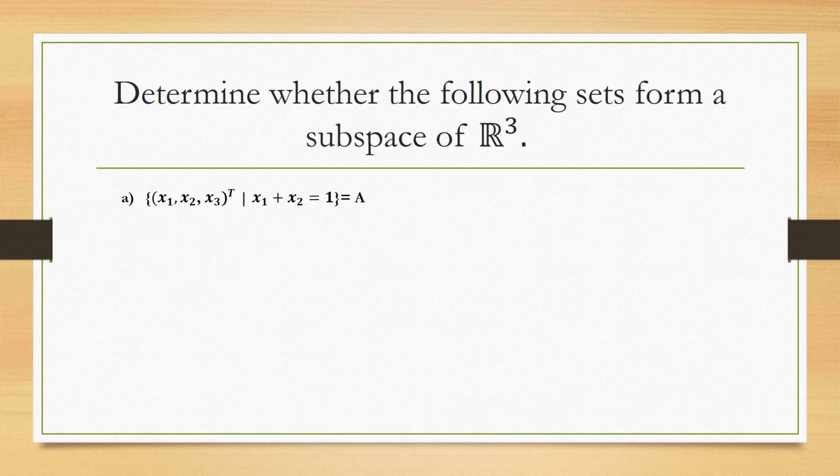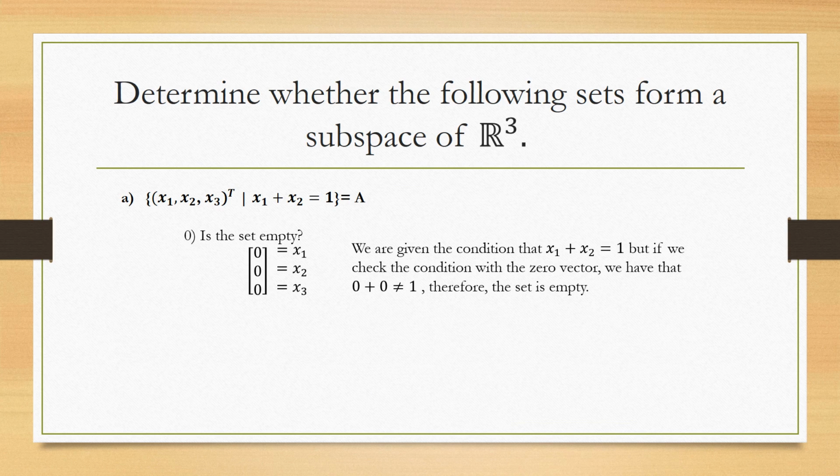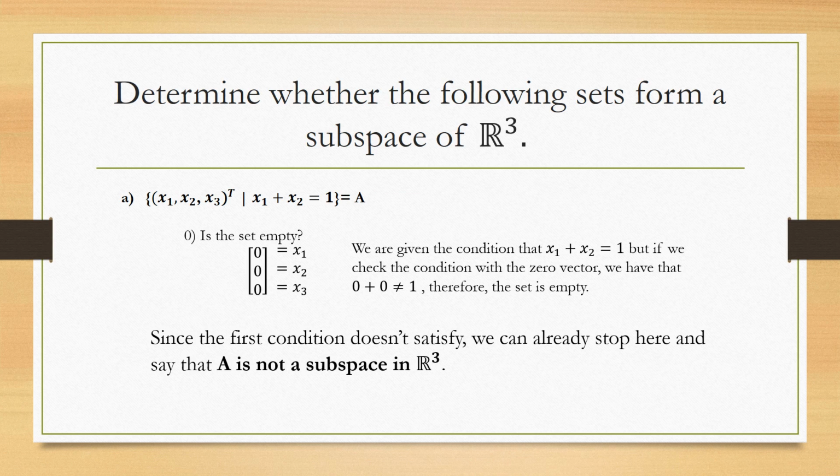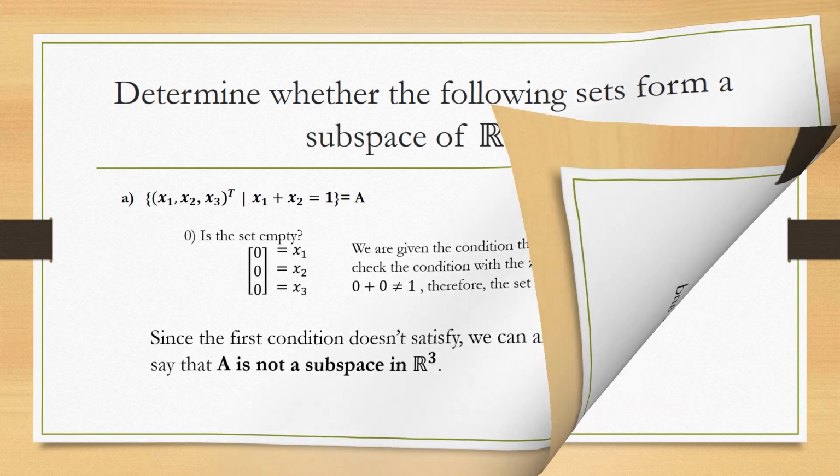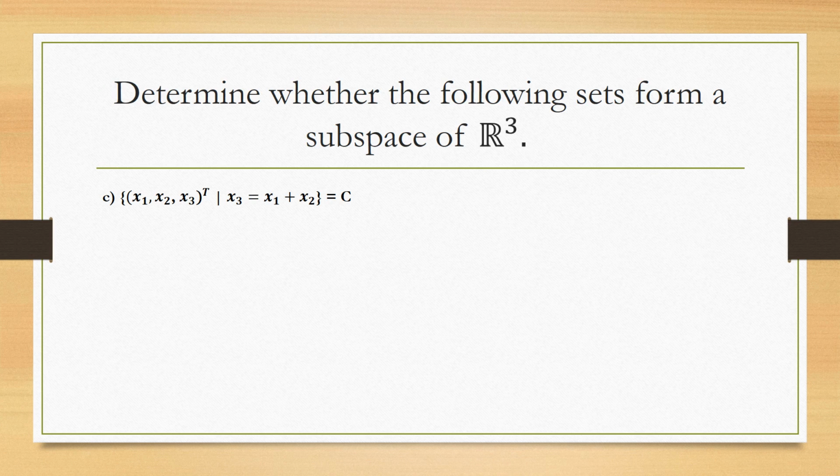Now let's go back to our first part A. We were given a set of vectors (x1, x2, x3) transpose such that x1 plus x2 equals 1. And let's call this set A. Now first again we check if our set is empty with the zero vector. We are given the condition that x1 plus x2 equals 1, but if we check the condition with the zero vector, we have that 0 plus 0 does not equal 1. Therefore, the set is empty. Since the first condition doesn't satisfy, we can already stop here and say that A is not a subspace in R3.